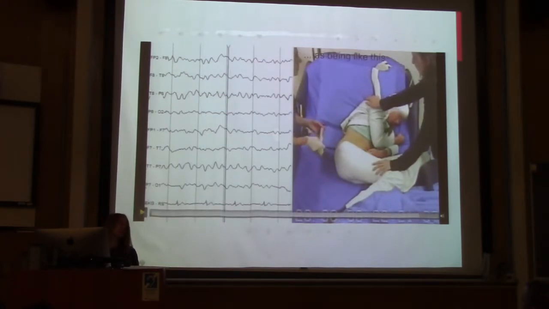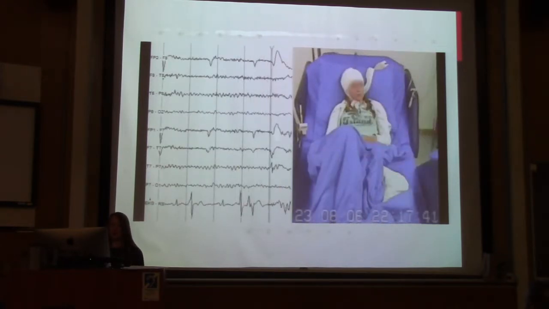And her seizures were described as being like this. So clearly, this patient did not have a seizure, right? She had a potentially fatal cardiac arrhythmia. She had torsades.